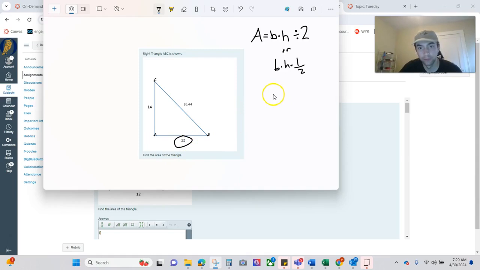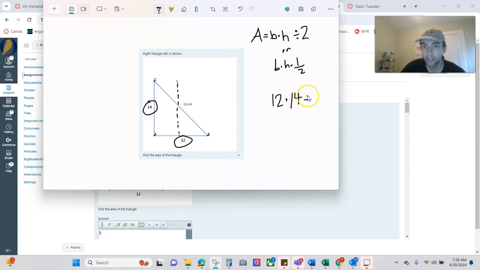12 times the height, which goes from the base all the way to the tippity top. It doesn't have to be a side of the triangle, but convenient for us, we do have a straight up and down line from the bottommost point to the topmost point, and our height is 14.